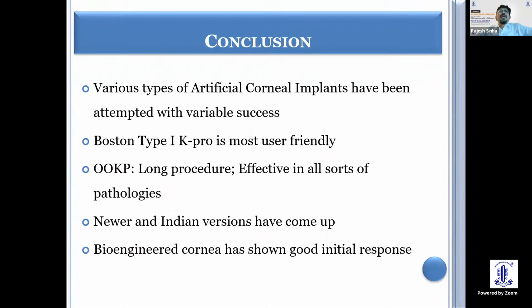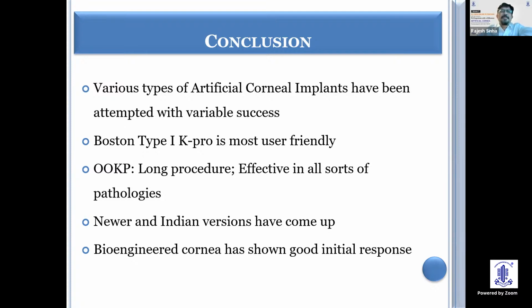So in conclusion, there are various types of artificial corneal implants that have been attempted with variable success. This journey started long back. The Boston type 1 keratoprosthesis is the most user-friendly and the most commonly used keratoprosthesis. OKP is a long procedure, effective in all sorts of pathologies like dry cornea as well, wherein Boston type 1 may not be useful, although Boston type 2 can be useful in dry corneas as well. And the newer and Indian versions have come up. As I said, Oro K-Pro is a sort of a modification of a Boston type 1 K-Pro only, and it has provided reasonably good results, but there are reports of melts as well. So the earlier generation of Oro K-Pro had more melts. I believe the newer ones are better.